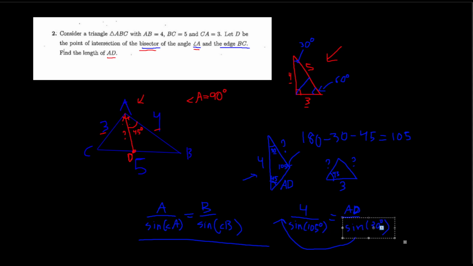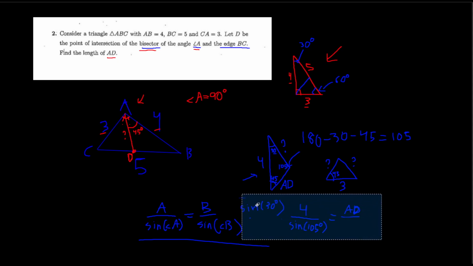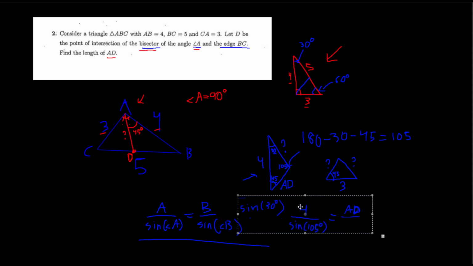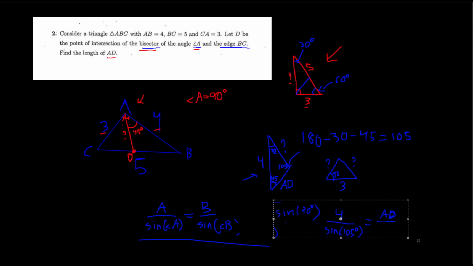Why can't I move this? There we go. We can just multiply it, basically, because it was on the denominator. Clean this up a little bit. So now what we have is this equation. Sorry, it's a little bit messy. So sine of 30 times 4 over sine of 105 is AD, which is what we're looking for.